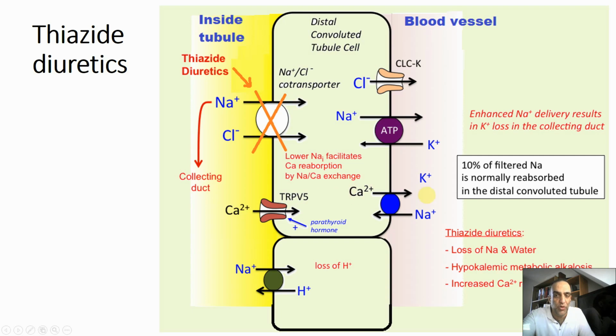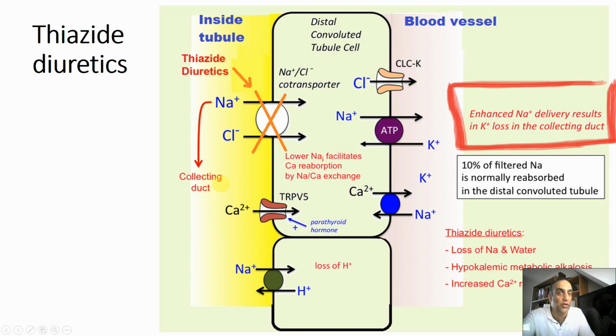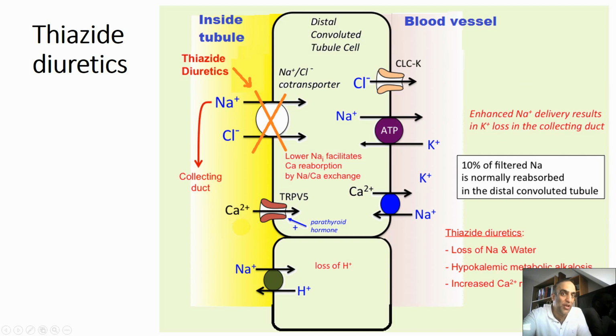And if you see here, the calcium absorption is increased. In this situation, the patient loses sodium and chloride, and losing potassium is also very important, because enhanced sodium delivery results in potassium loss in the collecting duct. If the sodium goes onto the collecting duct, it will be reabsorbed there, and potassium will be excreted and goes out. Thiazide diuretic lowers sodium and water, and later it can cause loss of potassium, hypokalemia, and metabolic alkalosis. Because of the hypokalemia, calcium reabsorption is increased.